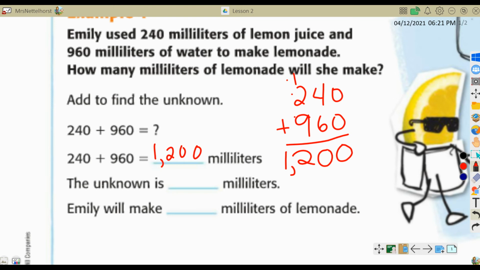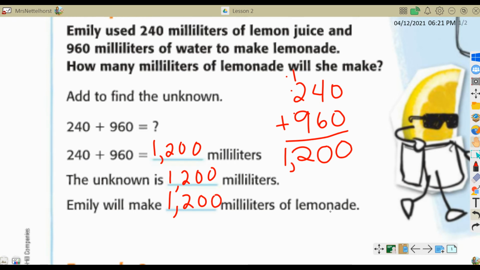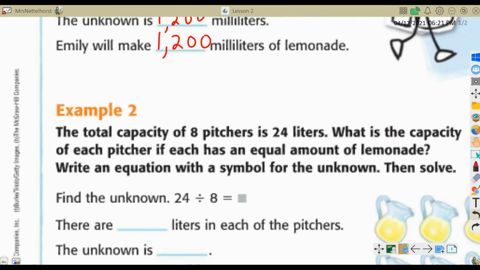The unknown is 1,200 milliliters. Emily will make 1,200 milliliters of lemonade. Okay, so let's scroll down now and let's do the next one.